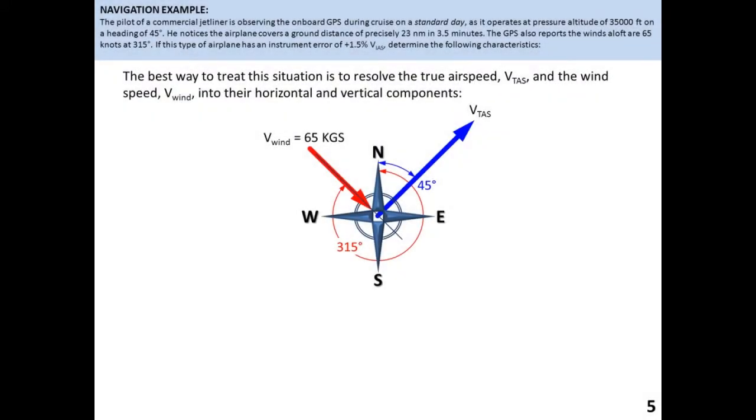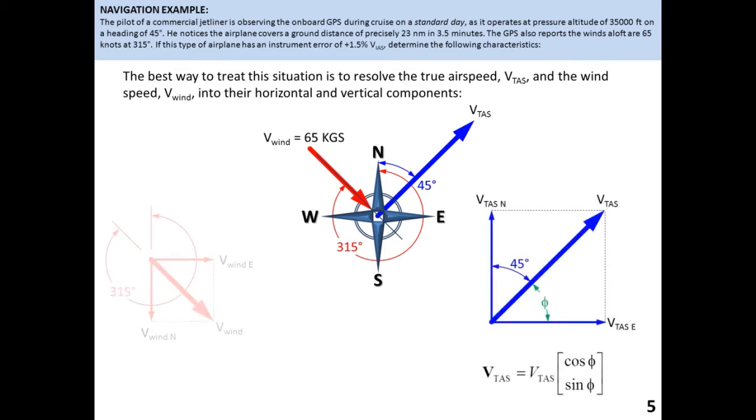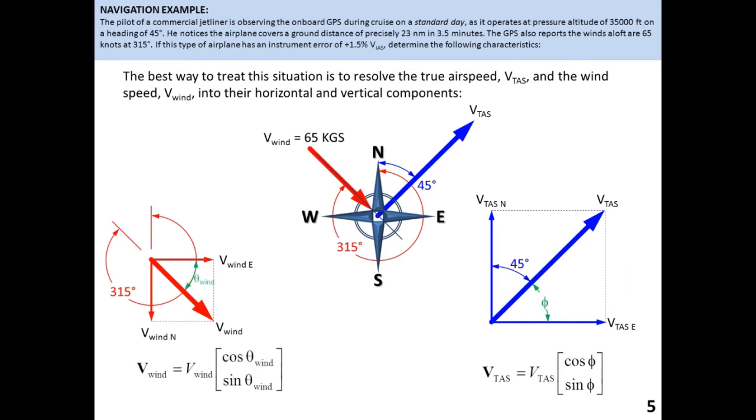The best way to treat the situation is to resolve the true airspeed, VTAS, and the wind speed, VWind, into their horizontal and vertical components. Thus, let's transform the vectors into a mathematical representation, as it will probably be easier for us to analyze. Here, the subscript north refers to northbound motion, and E to eastbound motion.